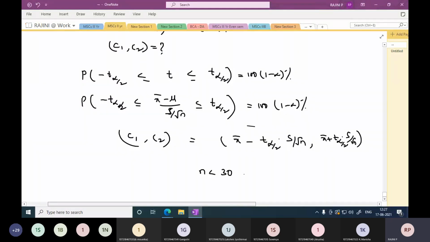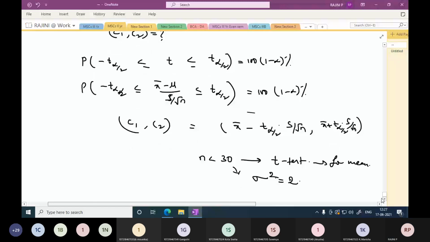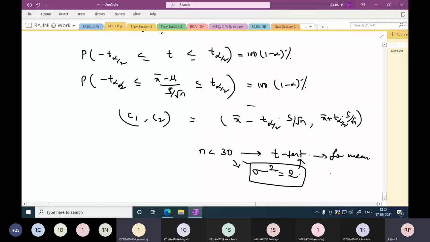If the sample size is less than 30, to test for the mean you think we need to apply the t-test. But here in this data, they have given you the population variance. The population variance is 2. If the population variance is known to you, can you apply the t-test? No. So if the sample size is small and the population variance is known, then irrespective of the sample size, you need to apply the z-test only. Is it clear?